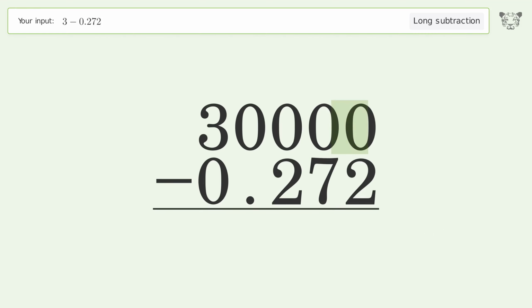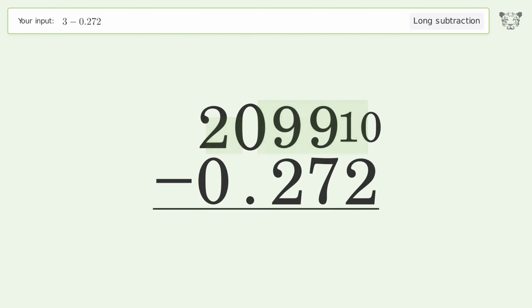Because the upper digit, 0, in the thousandths column is too small to get a positive difference, borrow 1 from the number to the left, 3.00, which becomes 2.99, and get 10. 10 minus 2 equals 8.